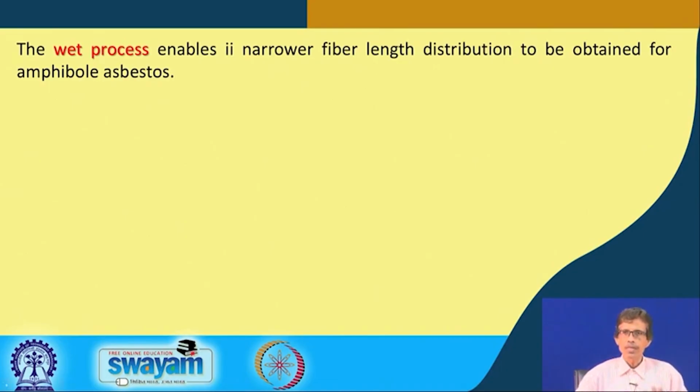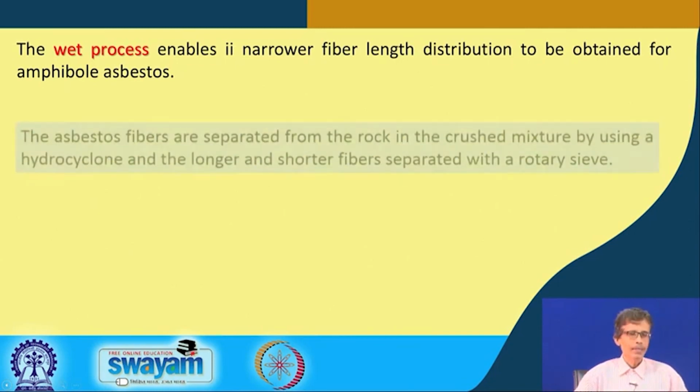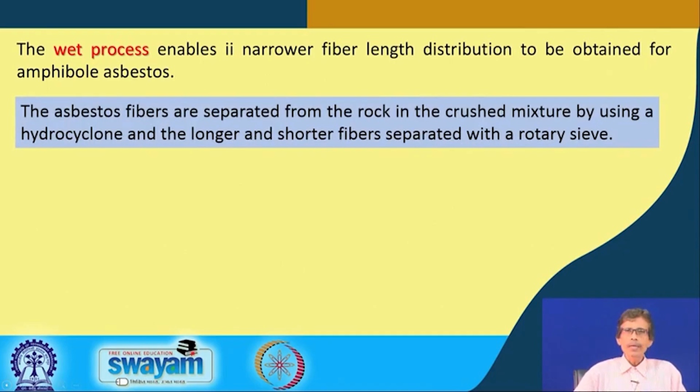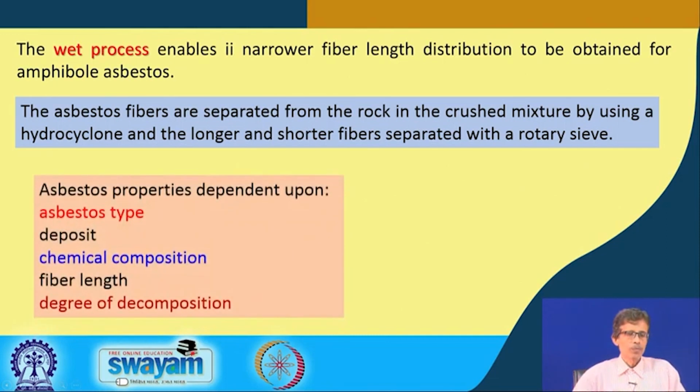So the distribution is not uniform, but most of the time we will find one particular variety of fiber length, and its distribution will be important to give a characteristic pattern and the characteristic structure. We separate it from the rock material by crushing, or the crushed mixture by using a hydrocyclone, and the longer and shorter fibers are separated with a rotary sieve. So we have a rotating sieving mechanism such that the longer one will be separated from the shorter one. The shorter will be separated at one point and the longer are separated out from that particular separation process.